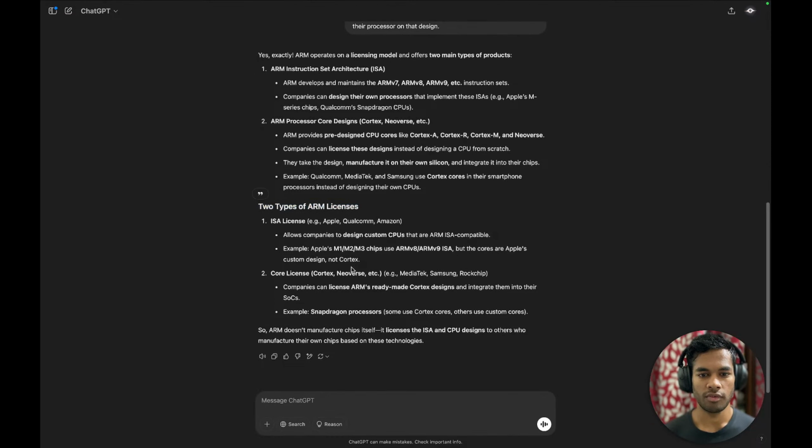Two types of ARM licenses. ISA license: Apple, Qualcomm, Amazon. It allows companies to design custom CPUs that are ARM ISA compatible. Example, Apple's M series uses the ARMv8 and v9 ISA, but the cores are Apple's custom designs, not Cortex. Core license: Cortex, Neoverse, etc. Example: MediaTek, Samsung, Rockchip.